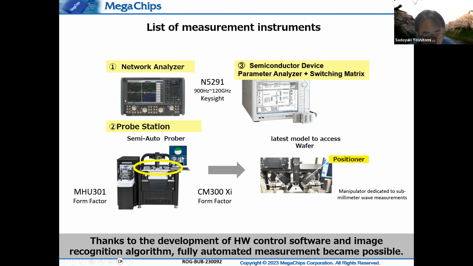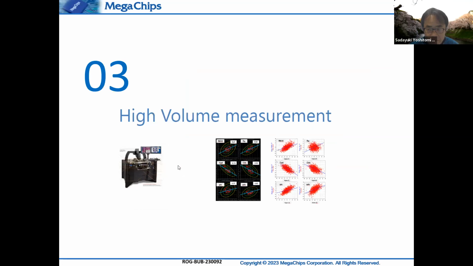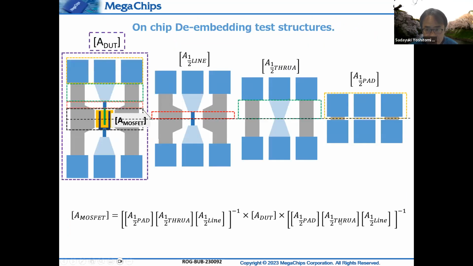And also, the performance of the semi-auto prober has improved. In particular, image recognition technology has drastically improved. Thus, the accuracy of RF probe alignment in the X, Y, and Z planes enables a stable measurement of the GSG scribe pattern shown already on page 8 at all points on a 300 millimeter wafer. So what I mentioned is this pattern.